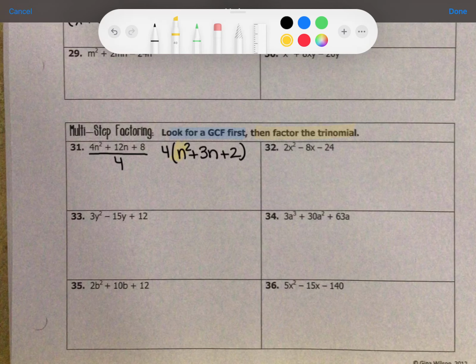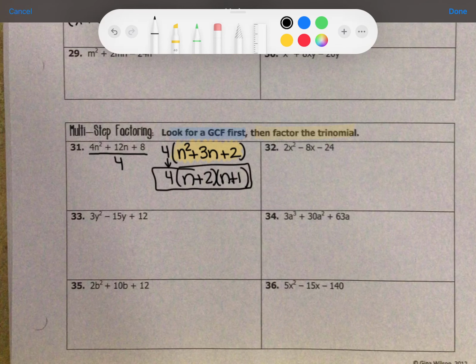So now you can factor this trinomial. They're all positive, so that's easy enough. So what times what gives you 2 and adds up to a 3? If you said 2 times 1, you are correct. So 2 times 1 is 2, 2 plus 1 is 3. And all you have to do is remember to drop that GCF out front, and that's your answer.